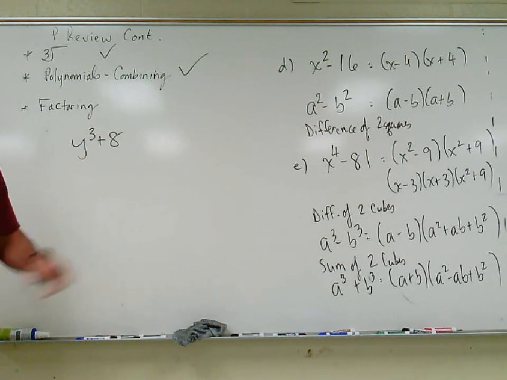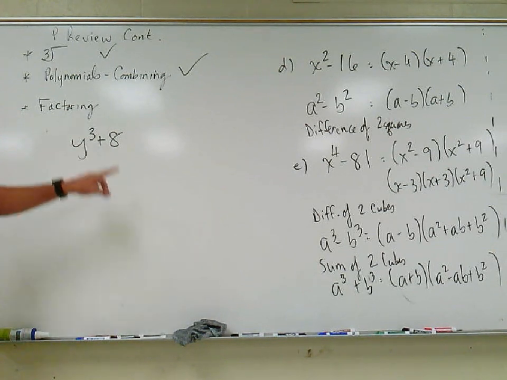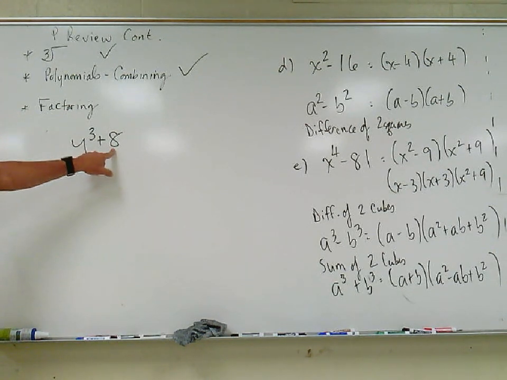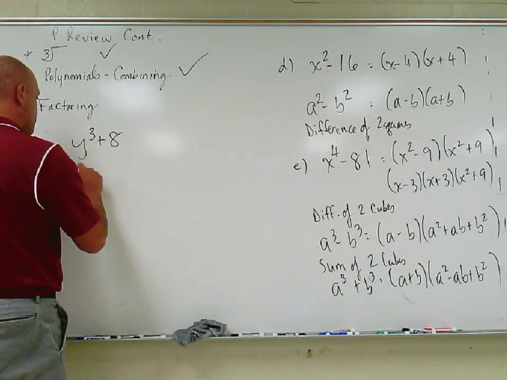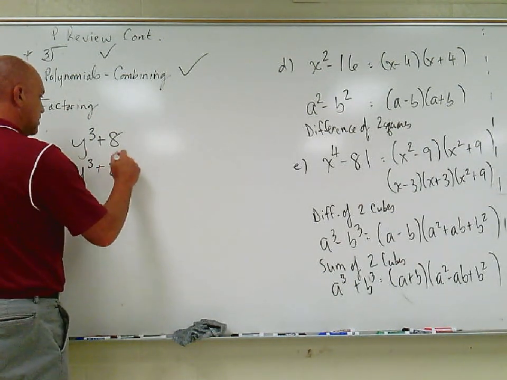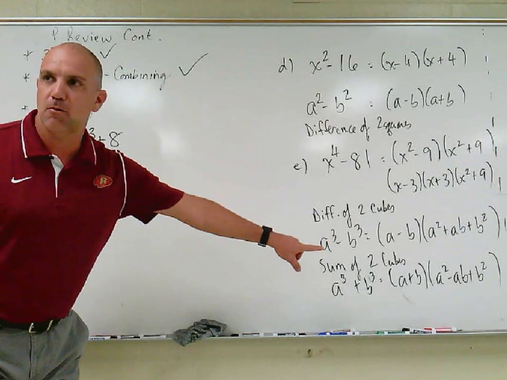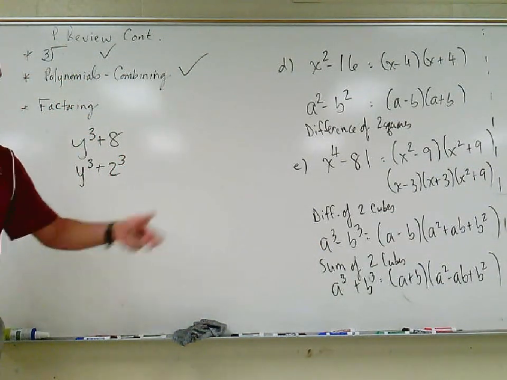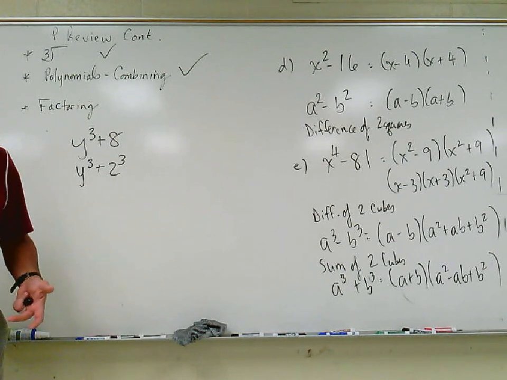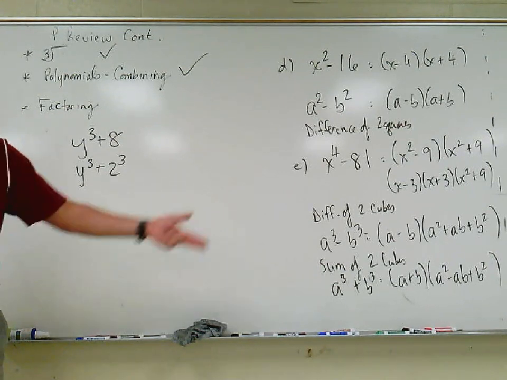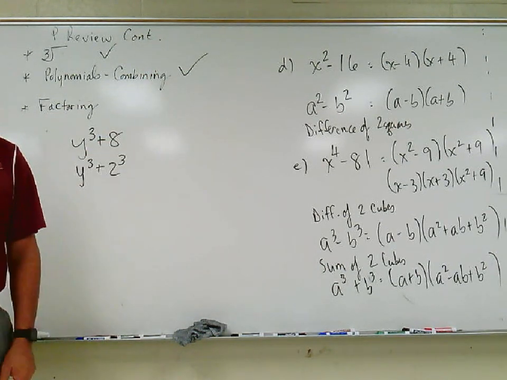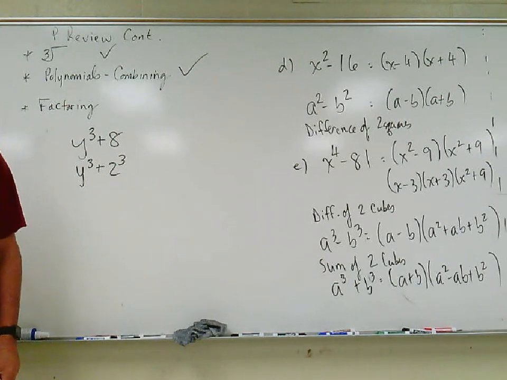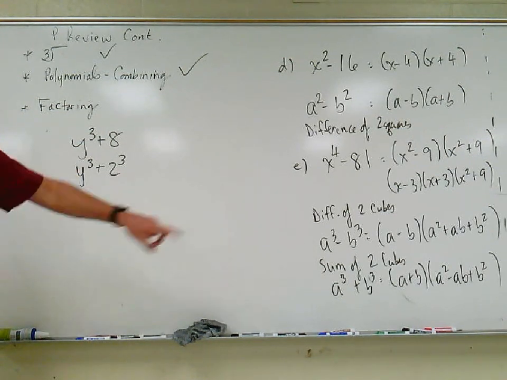Okay. Sum of two cubes. I would change 8 to what? What's cubed to give you 8? 2. So now it's basically just this. Now it's a plug and crank. You just use the formula. In place of A, you put Y, and in place of B, you put what? 2. You just sub it in, and that factors it. Okay? So see if you can use the sum of two cubes formula.